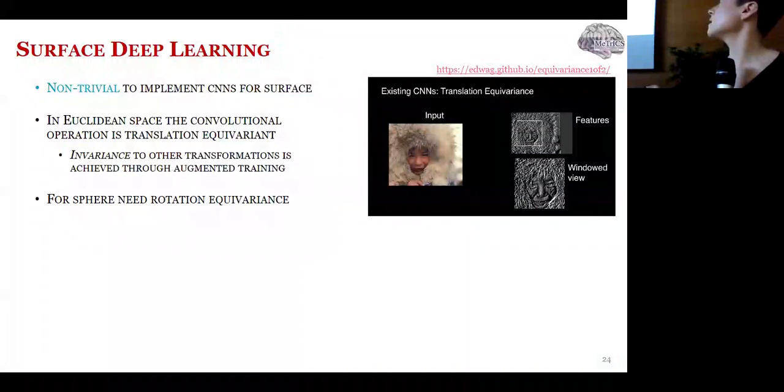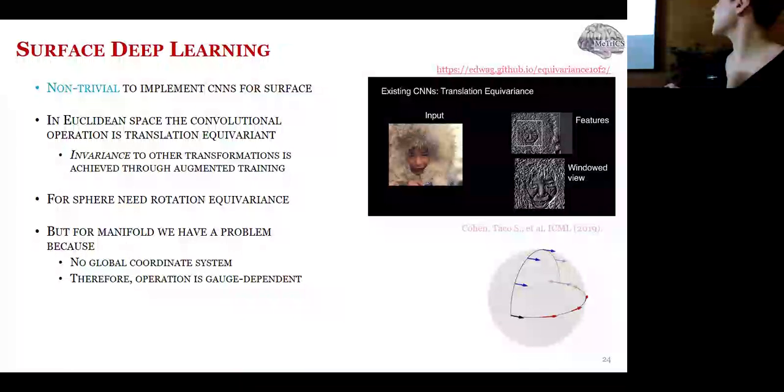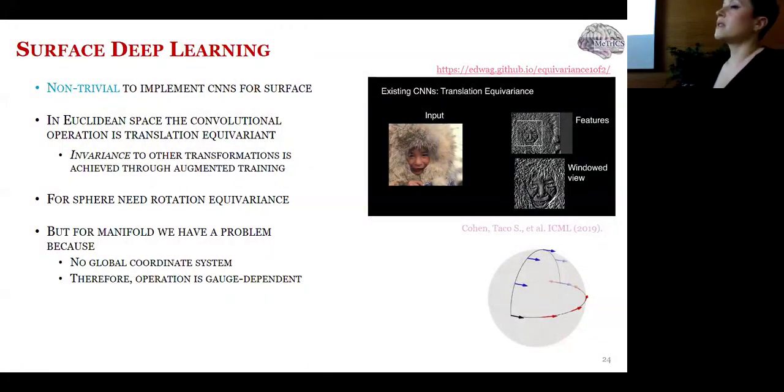So we need to embed this idea of rotational invariance into our surface models, where rotation would be the equivalent of translation for a sphere, but this is more difficult to get because in manifolds we have no global coordinate system, which means that any path that we were to rotate a filter across the screen in order to spatially learn this convolutional operation is path dependent, meaning that the orientation of a filter, if it starts here, would flip left, right if we moved it along the equator, but would flip upside down if we moved it over the top. So this means that it's not rotationally equivariant, it's gauge dependent, which is a bit of a problem.